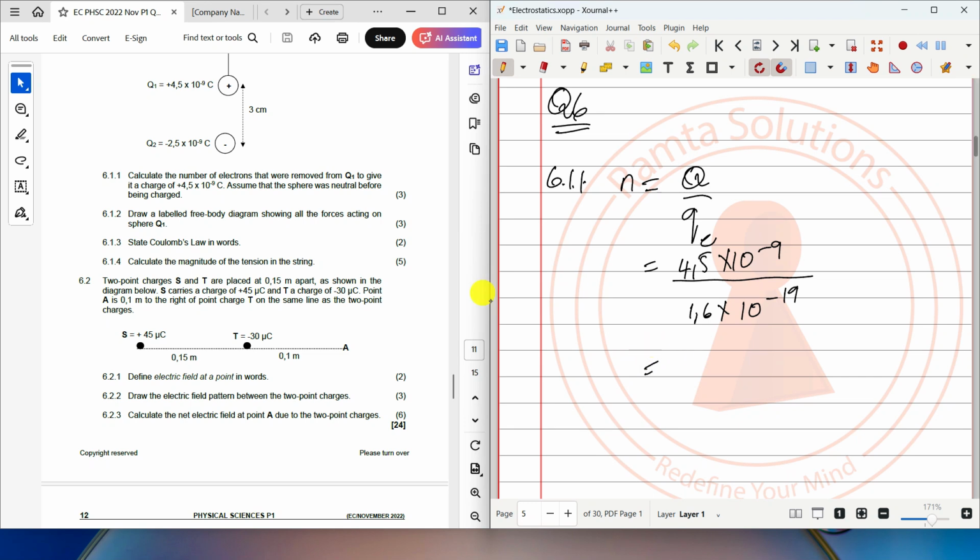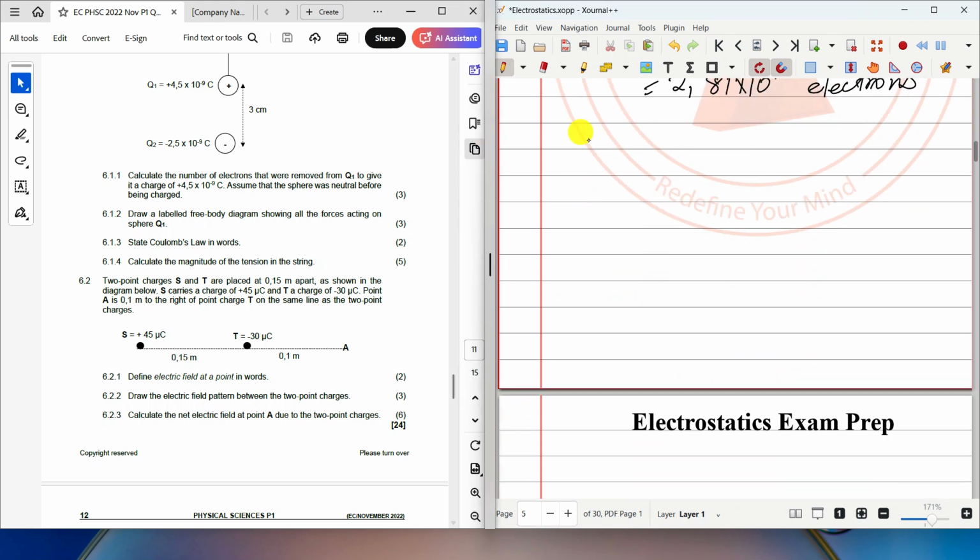Now, what is our answer? Let's see. So our answer here, correct to two decimal places, is 2.81 times 10 to the positive 10 electrons. So these are the electrons that were removed. Remember, they were removed because this sphere Q1 is positively charged. Okay. Perfect.